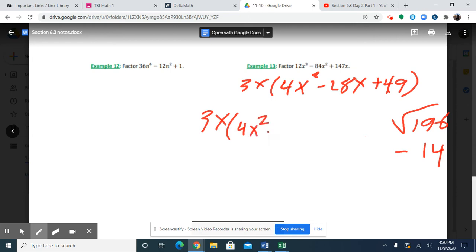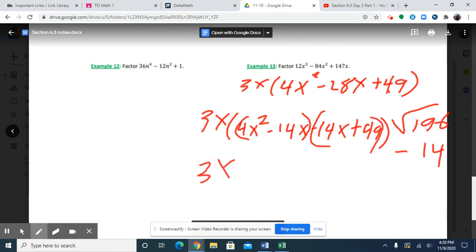So we're going to rewrite it as 4x squared minus 14x minus 14x plus 49. So let's group these two together, and we can factor out a 2x, which should give us 2x minus 7.